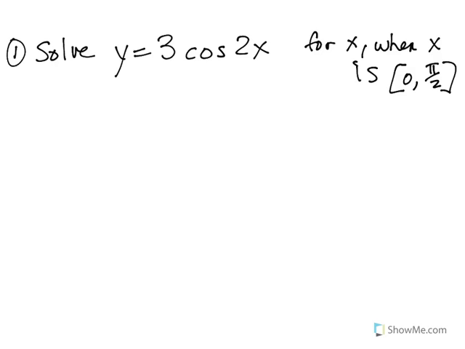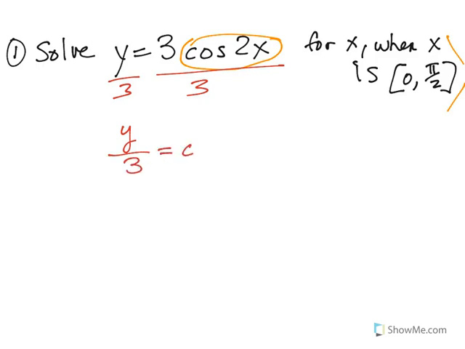So first we're going to solve y equals 3 cosine of 2x for x. We're going to get x by itself when x is on the interval 0 to 2 pi. This part is not super important at this point. So let's just think about if we want to isolate x. Well, first we have to isolate the trig function. And we do that by dividing both sides by 3. So I get y over 3 equals the cosine of 2x.